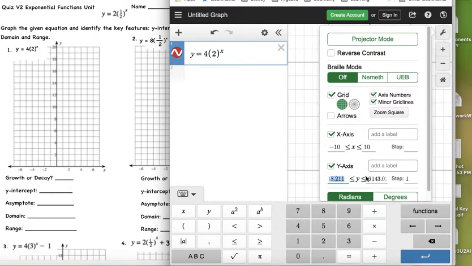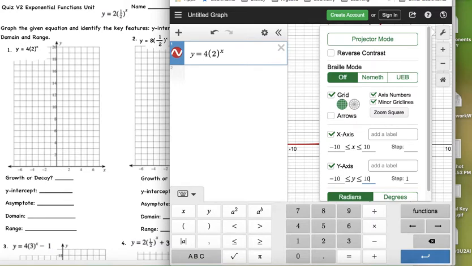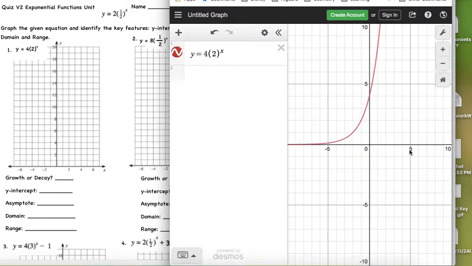-10 to 10. So you can always edit your window if it's kind of in a weird place by going into here and adjusting that. The step is what it counts by. So here we've got a normal window. We can see the graph.